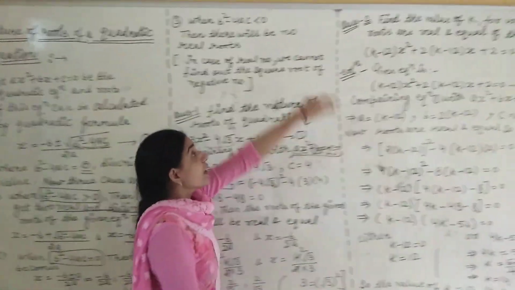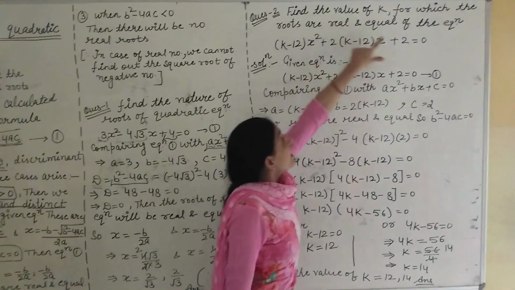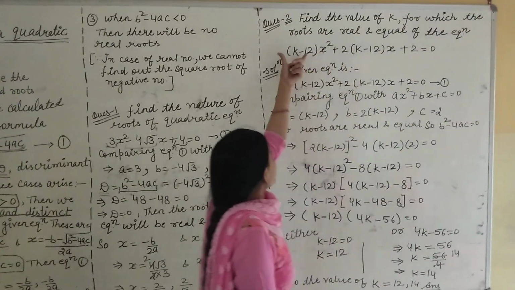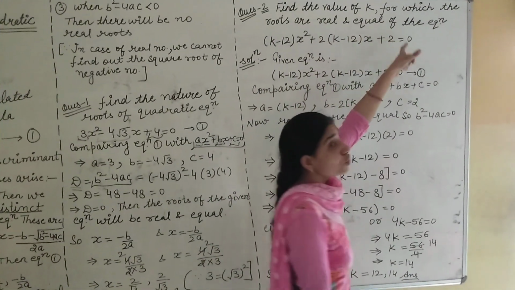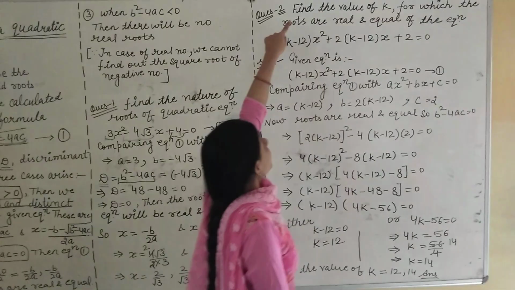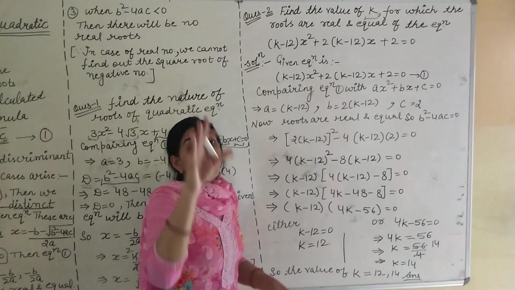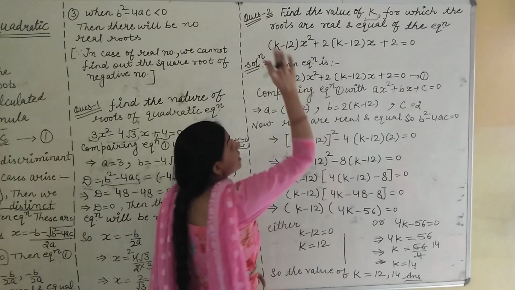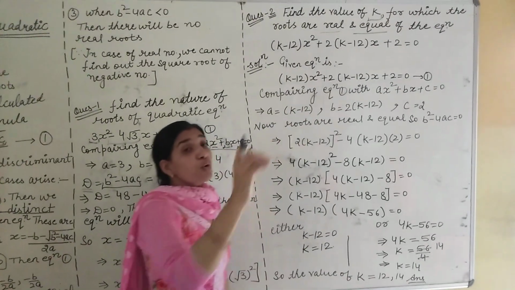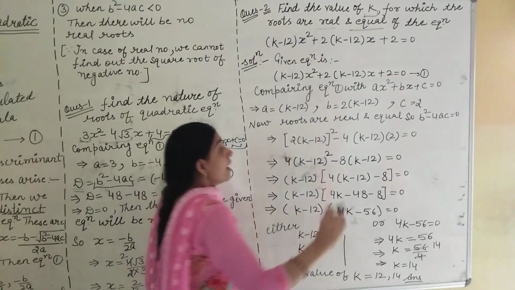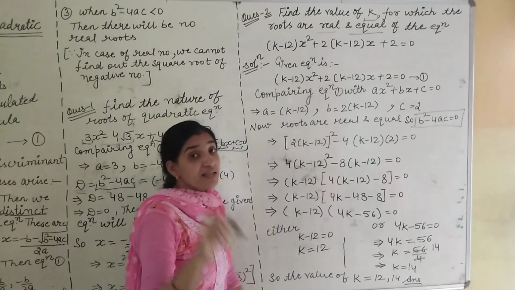Next question: find the value of k for which the roots are real and equal, of the equation k minus 12 times x square plus 2 times k minus 12 times x plus 2 is equal to 0. What is given in our question? Find the value of the unknown variable k, and the condition is that the roots of the given quadratic equation must be real as well as equal. When the roots are real and equal, they must satisfy the condition b square minus 4ac is equal to 0.